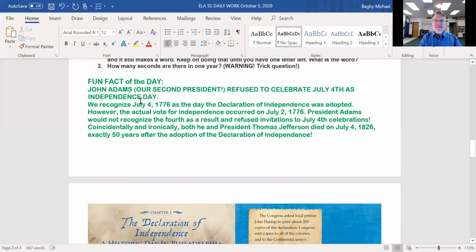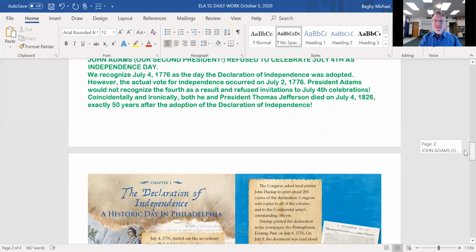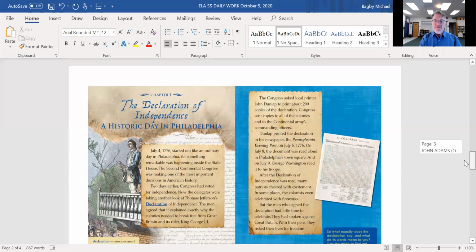So the fun fact of the day is all about John Adams, our second president. He was a stickler for dates, so he refused to celebrate the 4th of July because in his mind, the vote happened on July 2nd, and that should have been the date. So he held out to the end. And the ironic thing, the writer of the Declaration of Independence and John Adams both died on the same day, July 4th, 1826, exactly 50 years after the adoption of the Declaration of Independence. So a humorous, ironic fun fact there.